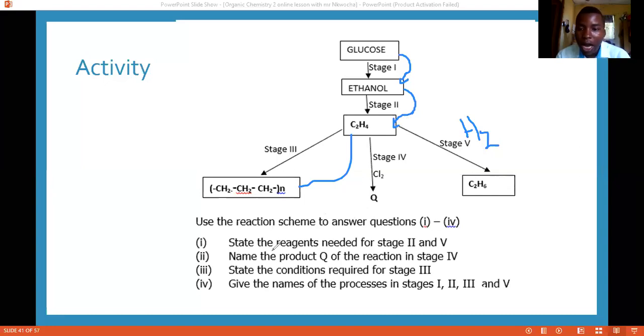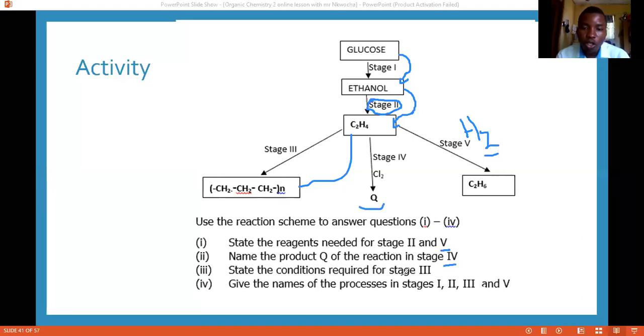All right. Do you have anything you have here? State the reagent needed for stage 2. What is stage 2? Where is stage 2? Yes. What reagent did you use here? Concentrated tetraoxosulfate 6 acid. That's H2SO4. That was the reagent needed in stage 2. What is the reagent needed in stage 5? Hydrogen. What is the name of the product formed in stage 4? Where chlorine is added. So 1,2-dichloroethane, that's the name of the product.